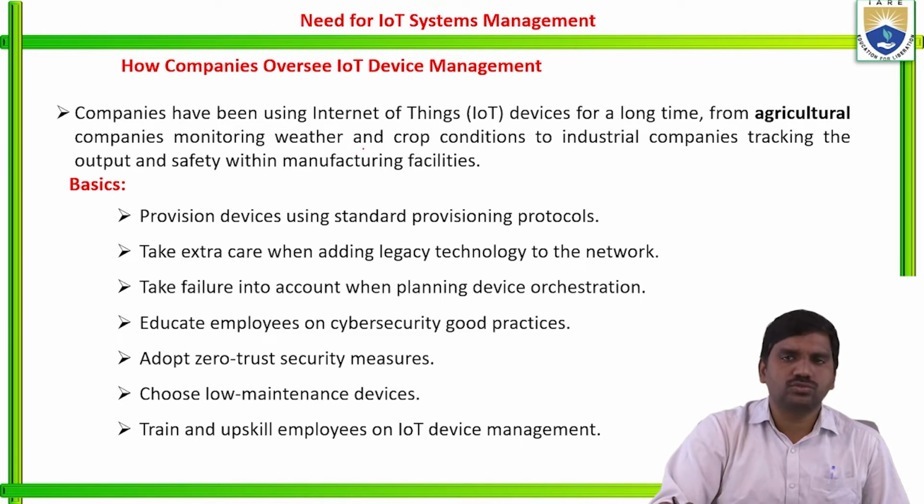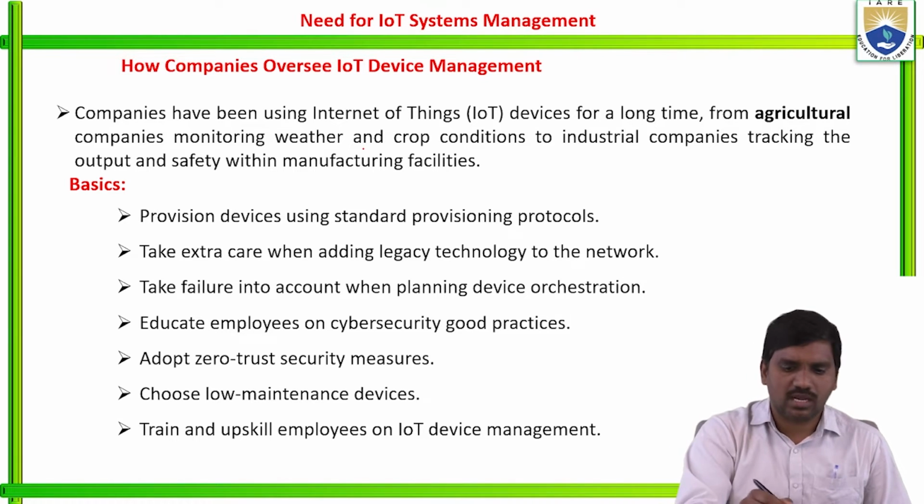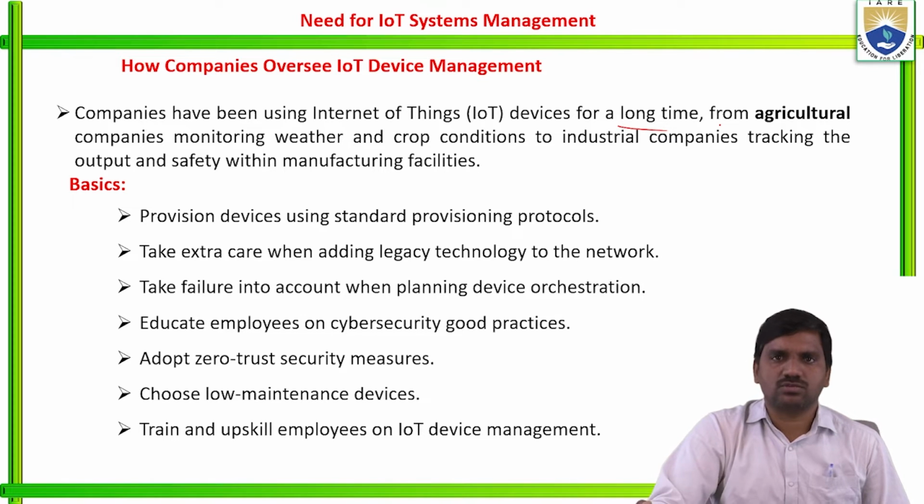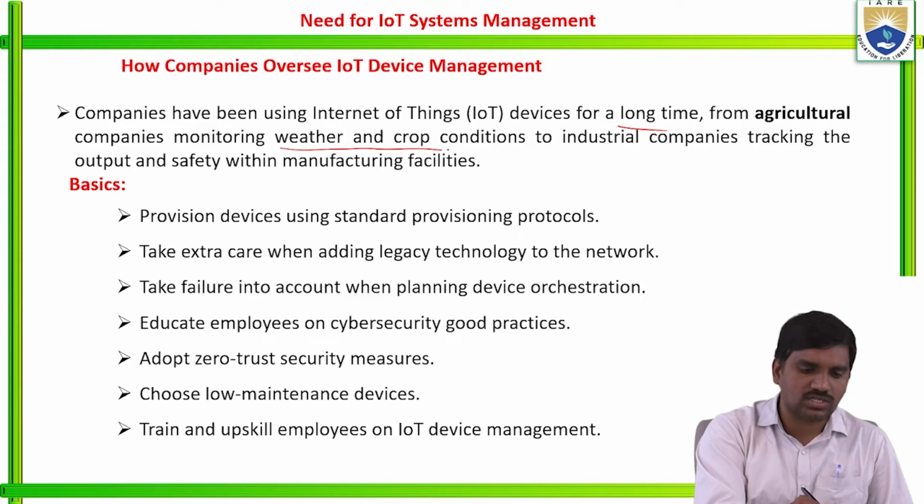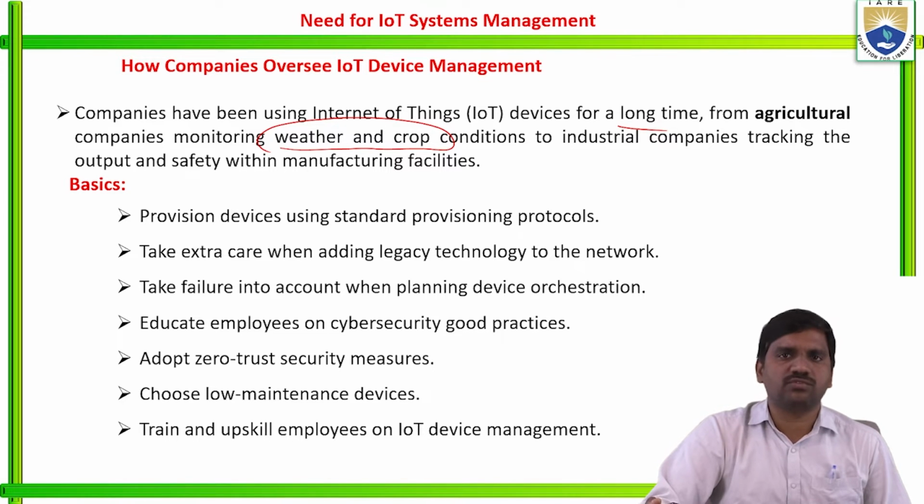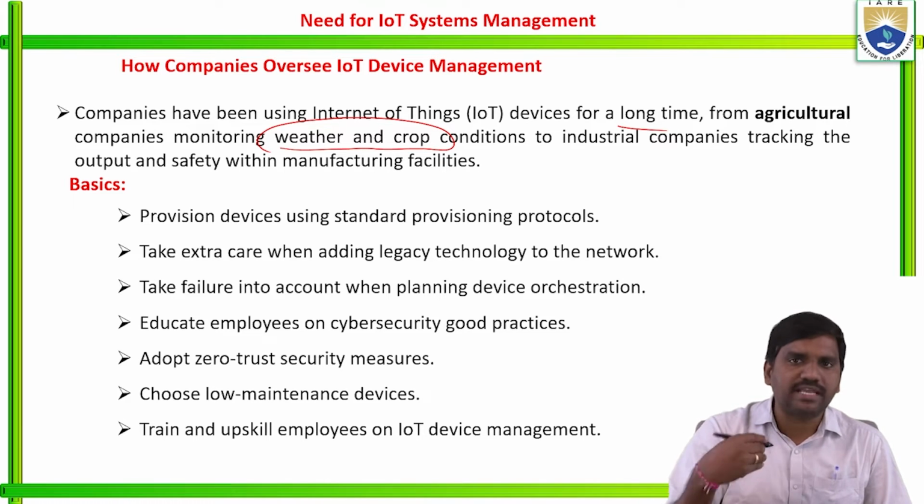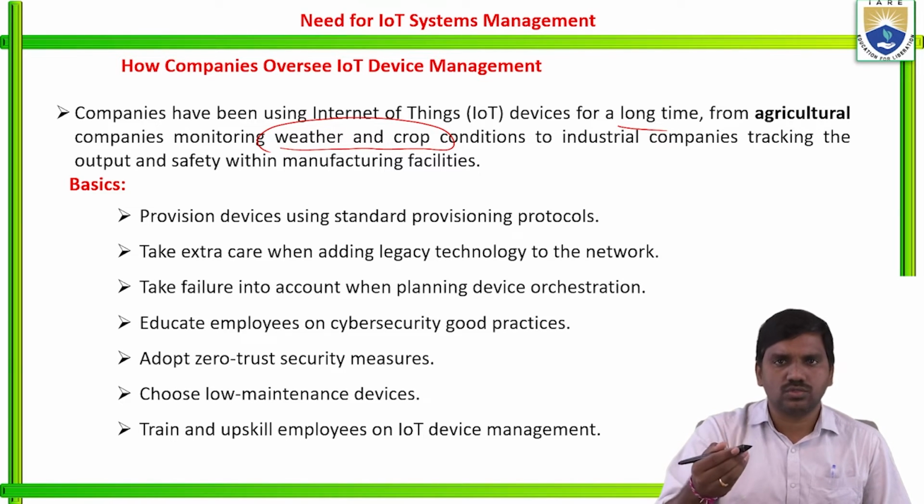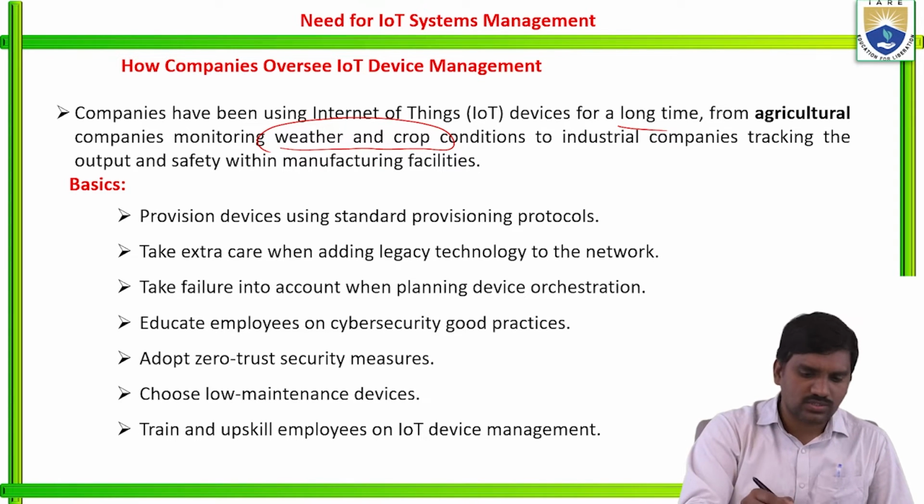So companies have been using IoT devices for a long time. Agriculture companies monitor two factors: weather conditions and crop conditions. Industrial companies track output and safety within manufacturing facilities. So agriculture companies and others can use IoT devices based on availability. Next, what are the basics to oversee IoT device management in any company? So here, these are the basics.